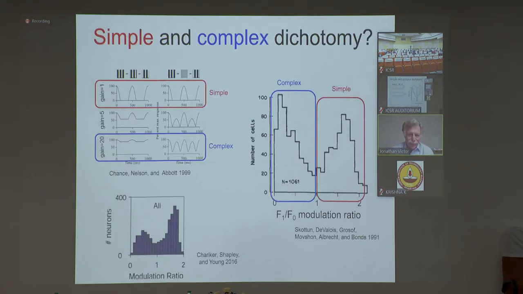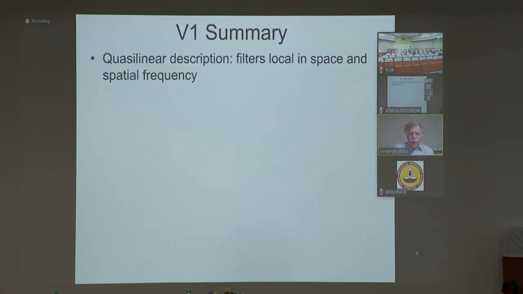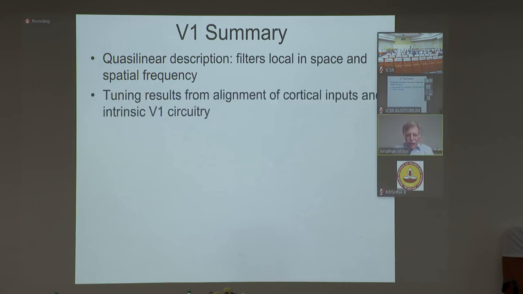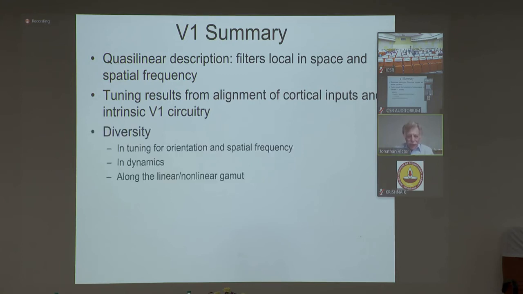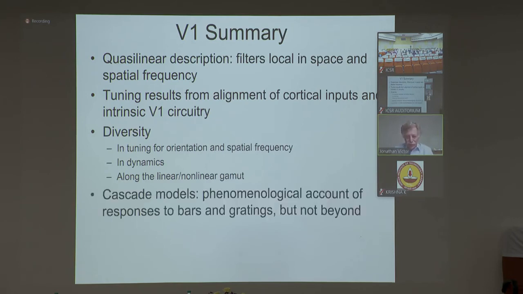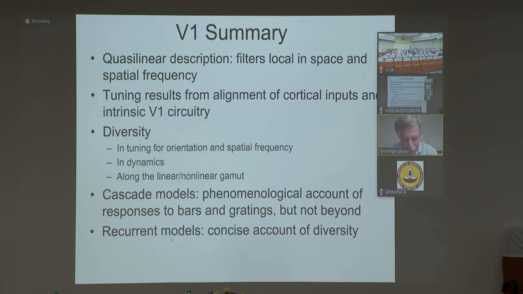So let me just summarize where we are at this point. We have to summarize what we think we know about V1, at a level of an approximate linear description, filters that are local in space and spatial frequency, i.e. Gabor functions. The tuning results not just from cortical input, but largely from intrinsic V1 circuitry. And there is major diversity in the extent of tuning, in the spatial frequency tuning, in dynamics, and to what extent cells are linear versus nonlinear. The feed-forward models account for responses to bars and gratings, but not much more. And recurrent models, although they don't yet account for responses to two-dimensional stimuli, at least account for the diversity.